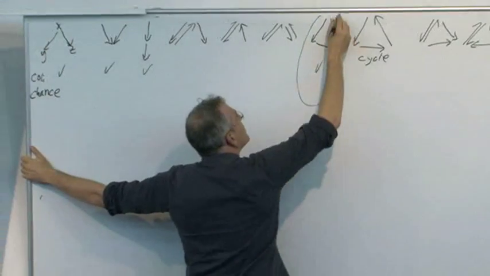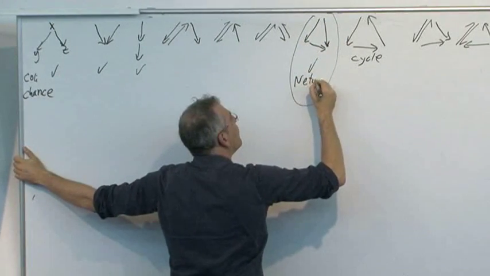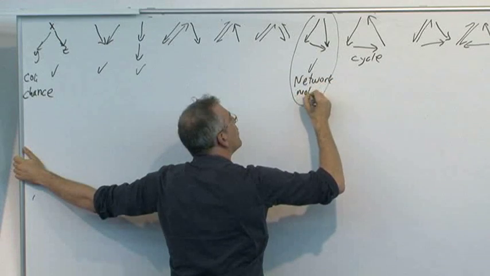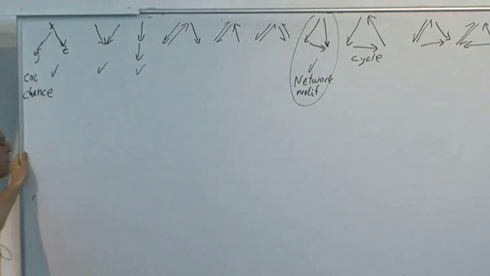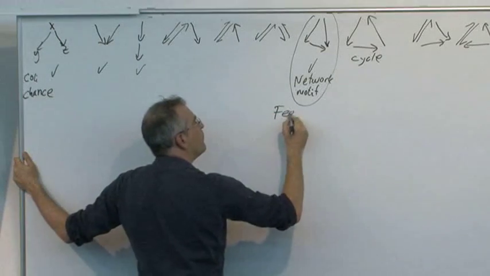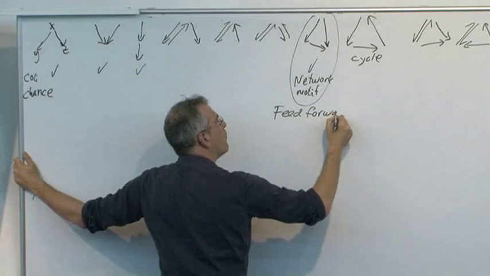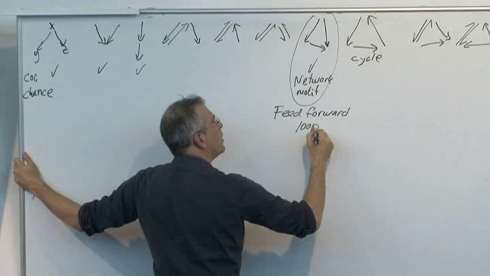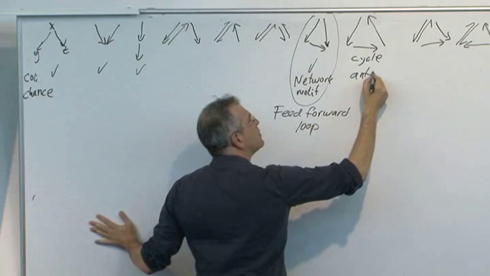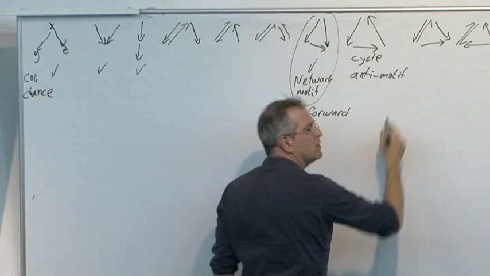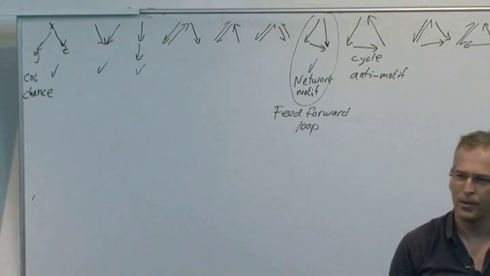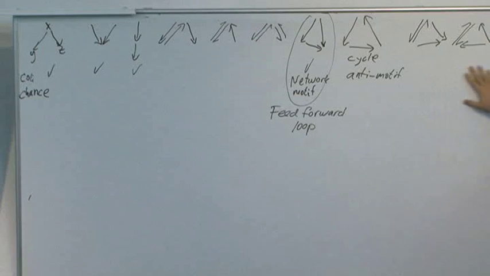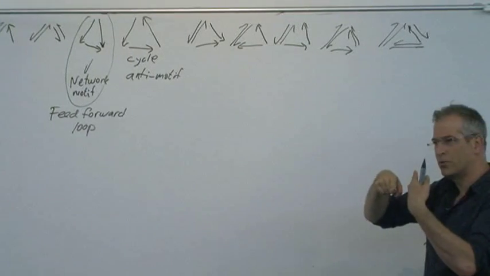the only network motif that's more than expected by chance is the feed-forward loop. Cycle is an anti-motif. It actually occurs less often than you expect in random networks of the same size. The other ones don't appear at all, and they don't appear in the random networks either because by chance it's hard to get these mutual regulations.